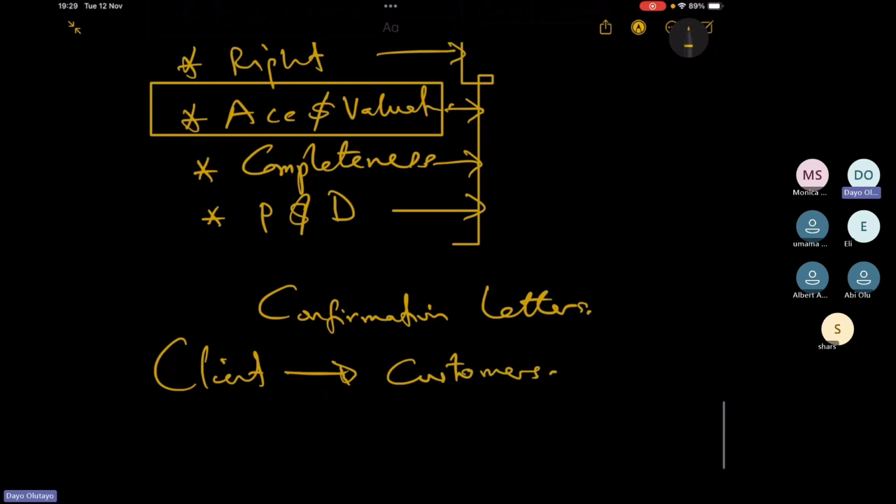And what are they saying? They are asking the customers to confirm the balance that they are owing them. So the client will send. Hi, Di. I have a question here. The client would send it to the customer, but while we are performing the procedures, wouldn't the auditor send it to the customers?